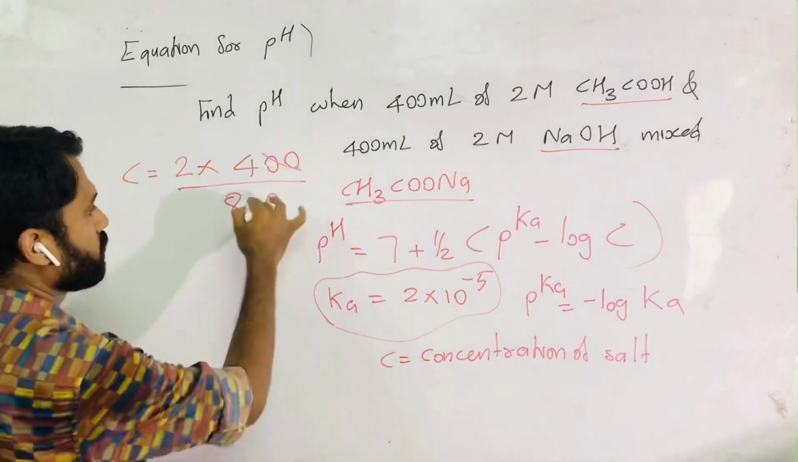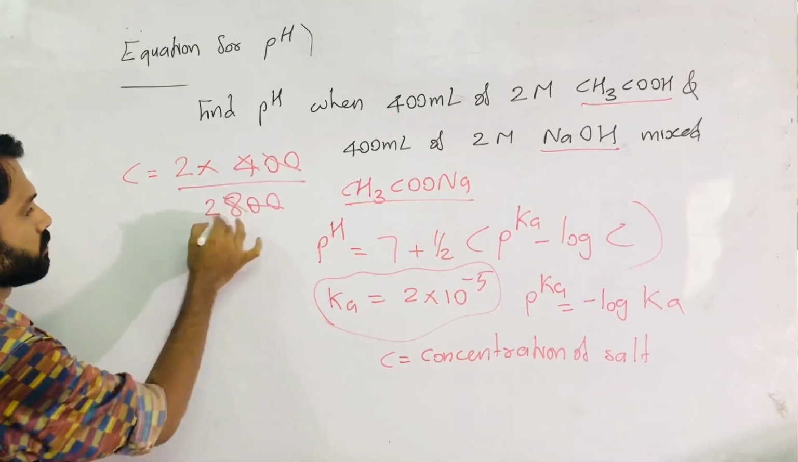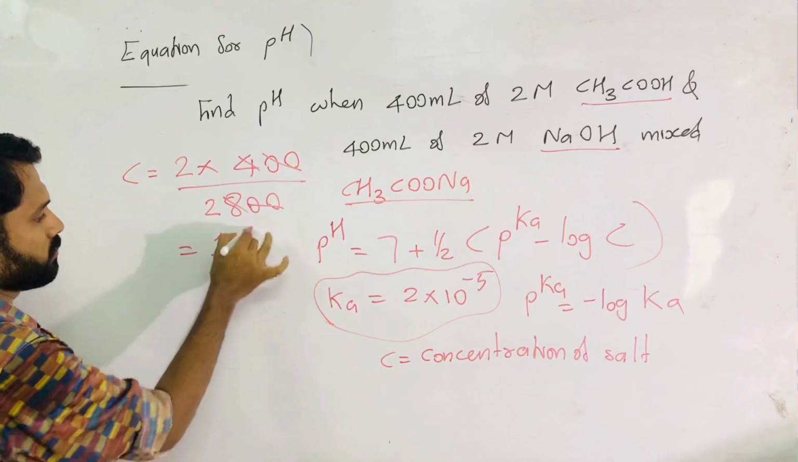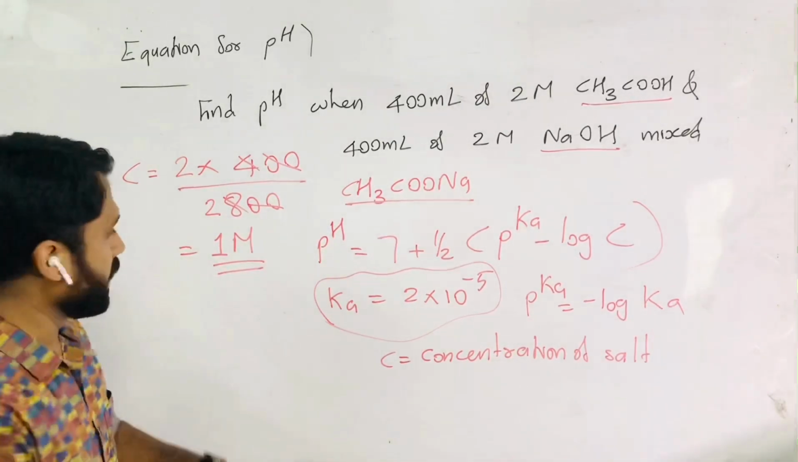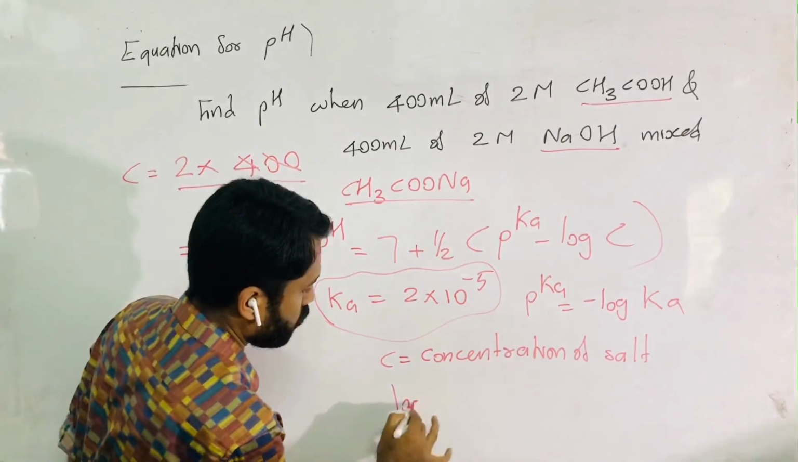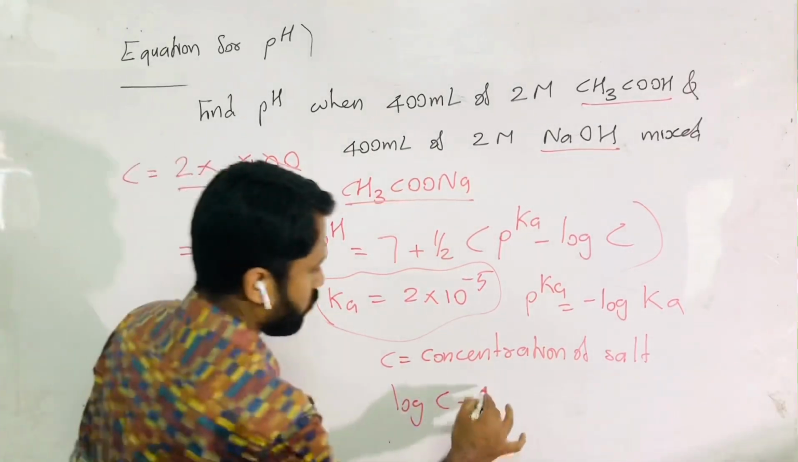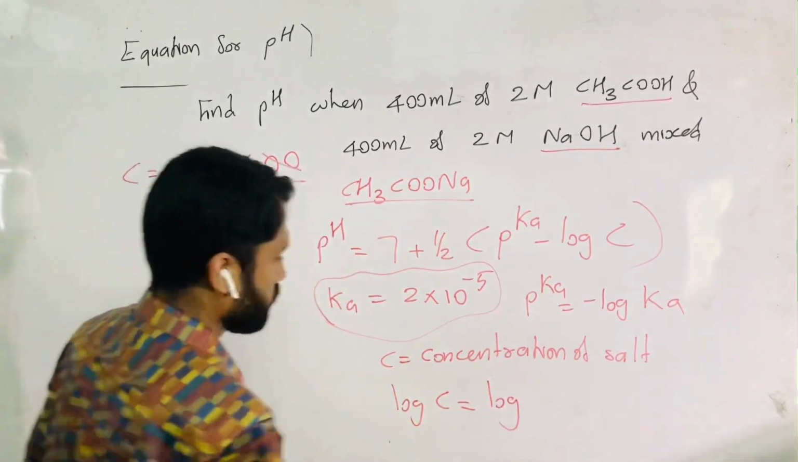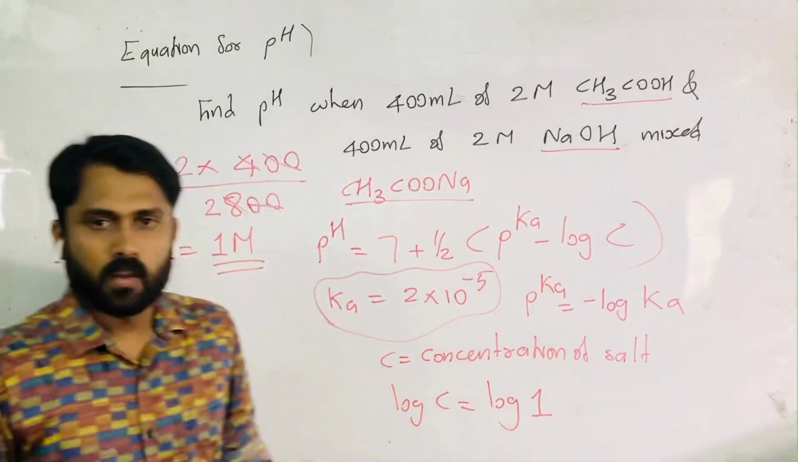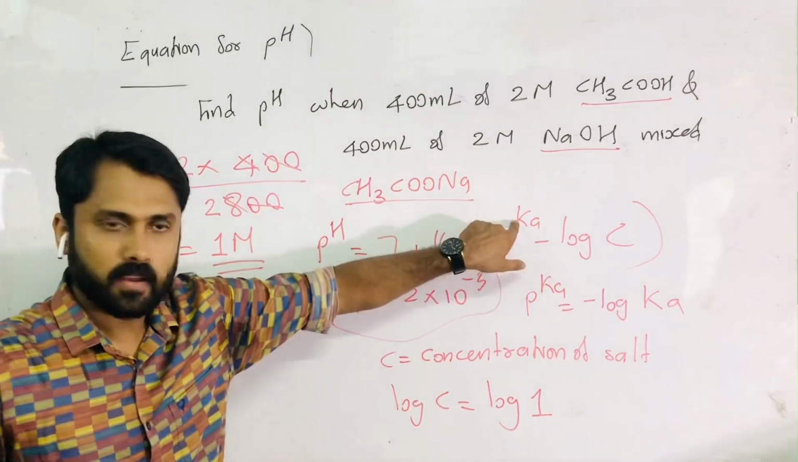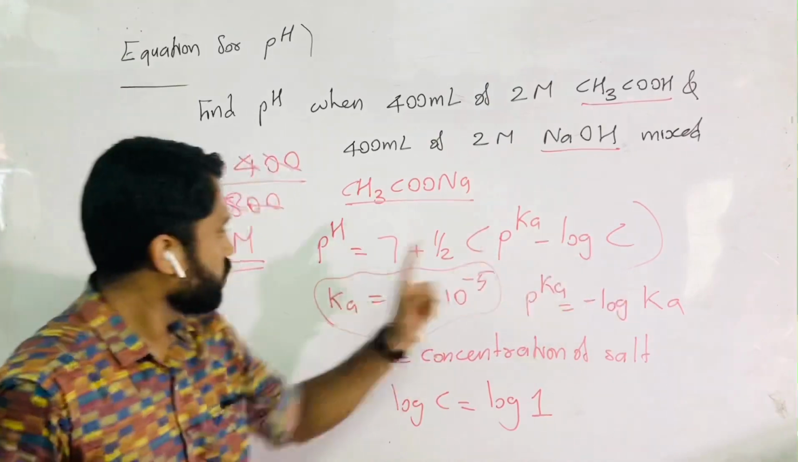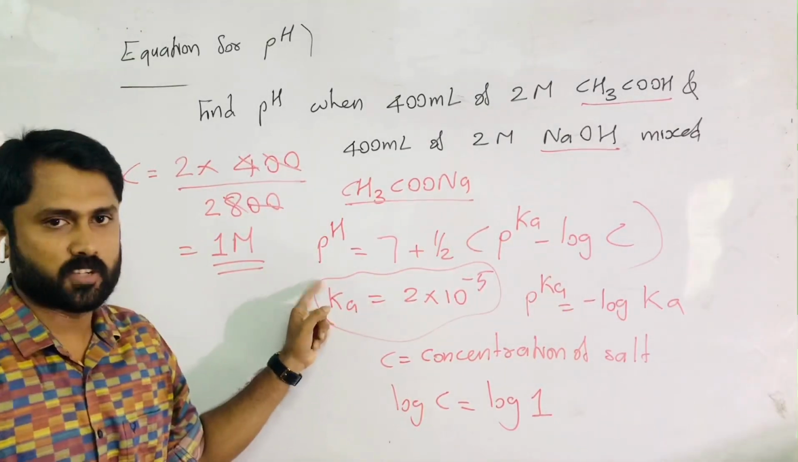So that will be 1. Now we get C, so log C has to be calculated. What is log C? Log 1. Now we get pKa, and now we get log C. So we can calculate pH.